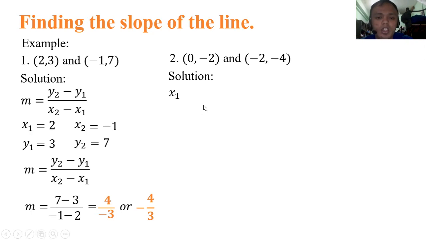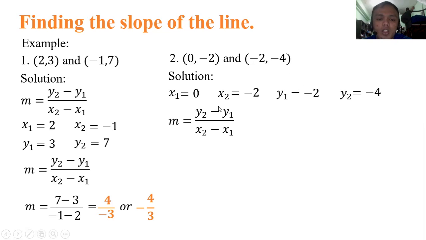Again, using this formula, your x sub 1 here is 0. Isasaysay natin yung coordinates. Yung x sub 2 natin is negative 2. Your y sub 1 is negative 2 also. Your y sub 2 is negative 4. Now, substitute na to this formula. Your y sub 2 is negative 4, minus your y sub 1 which is negative 2, over your x sub 2 here which is negative 2, minus your x sub 1 which is 0.